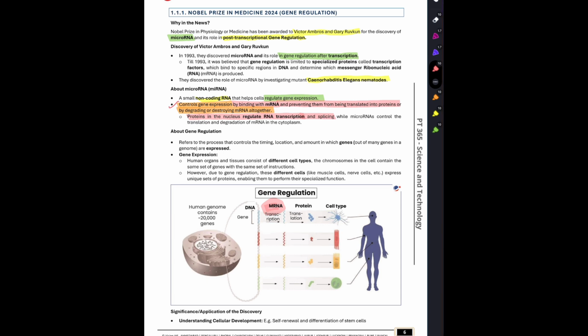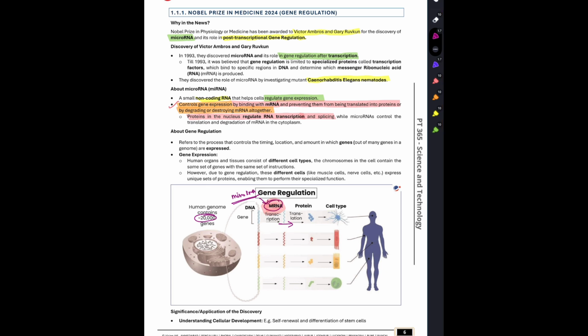What microRNA does is stick to this part of the mRNA and prevent the gene from being translated. So the process doesn't proceed, and the protein won't be synthesized. This can be done by preventing translation into proteins, or by degrading or destroying the mRNA altogether. The human genome contains 20,000 genes.